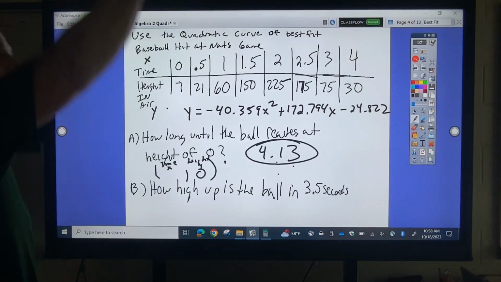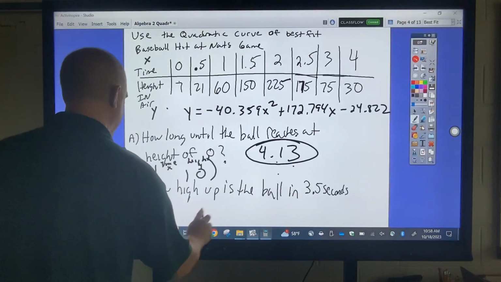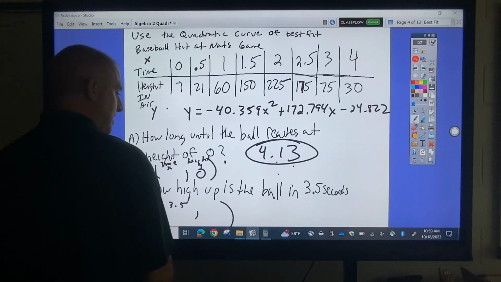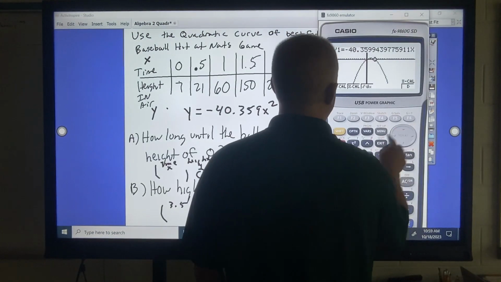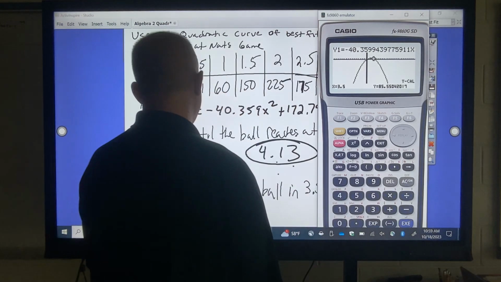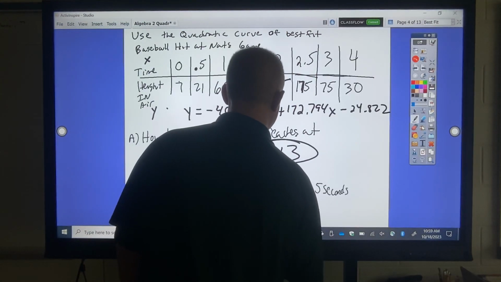Remember, as the projectile goes up, what will the height be at 3.5 seconds? Well, this is 3.5, so I want to calculate the y. So G-Solve, Y-Calculate, and I put in 3.5. That would be 85.555.